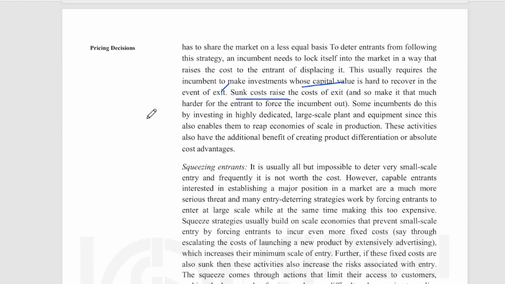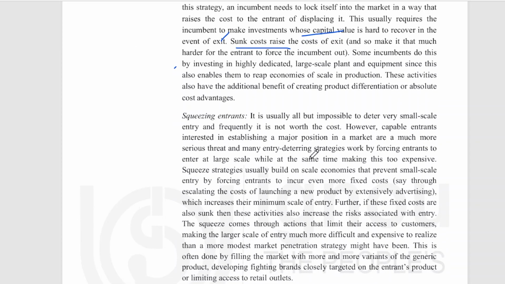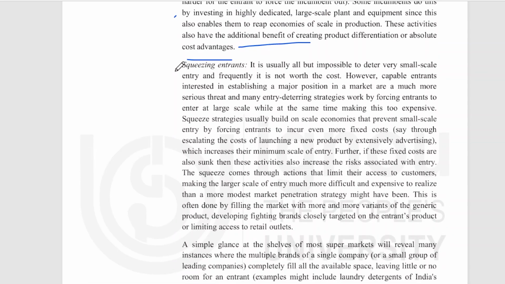Sunk costs raise the cost of exit, and some incumbents do this by investing in highly dedicated large scale plant and equipment, since this also enables them to reap economies of scale in production. These activities also have the additional benefit of creating product differentiation or absolute cost advantage. Next is squeezing entrants. It is usually all but impossible to deter very small scale entry, and frequently it is not worth the cost.